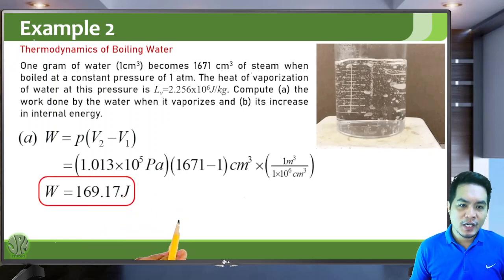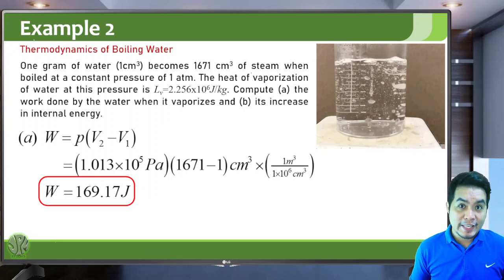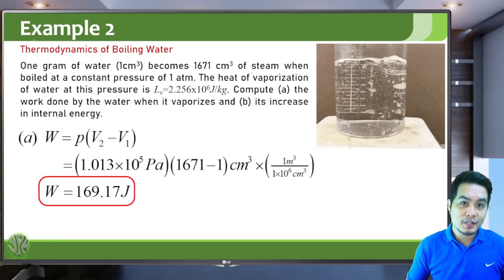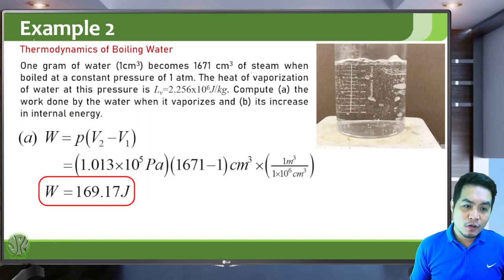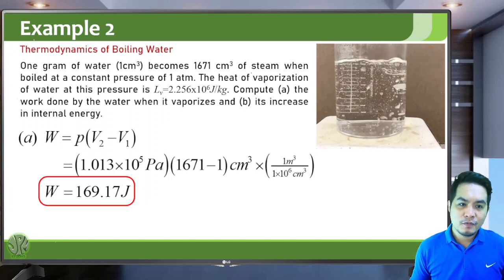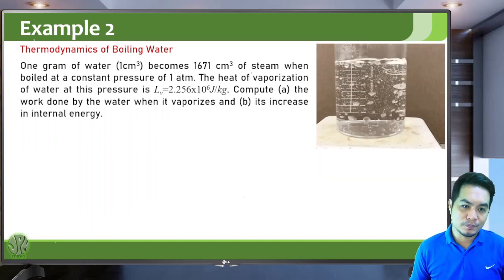So in this case, the work done by the water in expanding. Again, this is an expansion, so you expect a positive work because this is a positive change in volume. So you have a positive work of 169.17 joules in expanding from 1 cubic centimeter to 1,671 cubic centimeters.